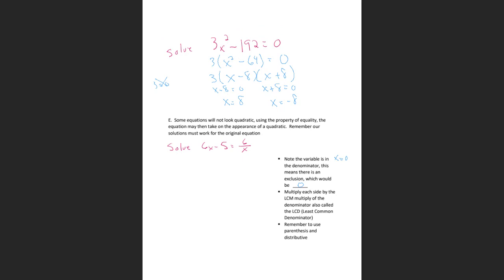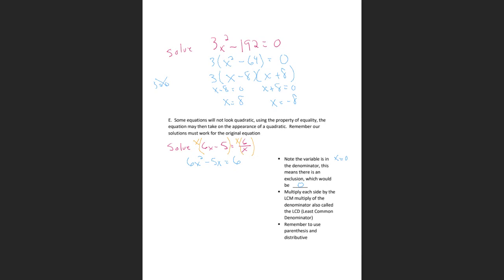Now that we've noticed that there's this exclusion, to get rid of the fraction, we have to multiply by the LCM of the denominators. Since there's only one denominator, the LCM has to be just this x. So we're going to multiply each side by x. But remember, you have to put each side in parentheses to do that. On the left side, we have to distribute the x through the parentheses. So this becomes 6x squared minus 5x. And on the right-hand side, the x's will divide out and just leave you a 6.